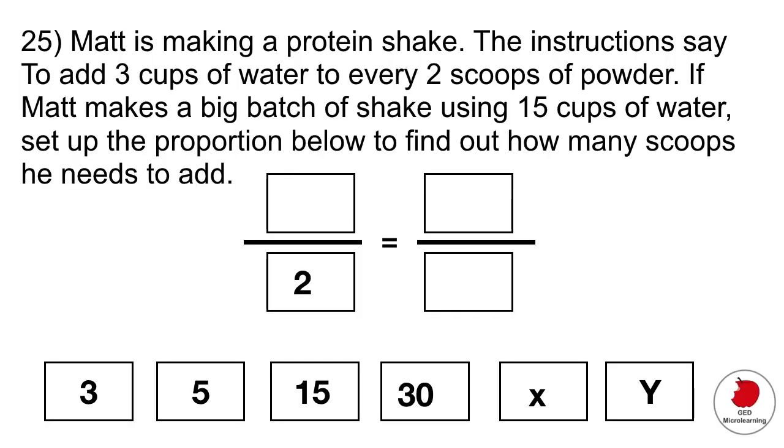Okay, so question 25 is one of these drag and drop questions. So you'll notice that they'll give you a question, and then at the bottom there's various boxes with a possible solution. I'll show you in a second how you put your answer in. But it's asking you, Matt is making a protein shake. The instructions say to add 3 cups of water to every 2 scoops of powder. If Matt makes a big batch of shake using 15 cups of water, set up the proportion below to find out how many scoops he needs to add.